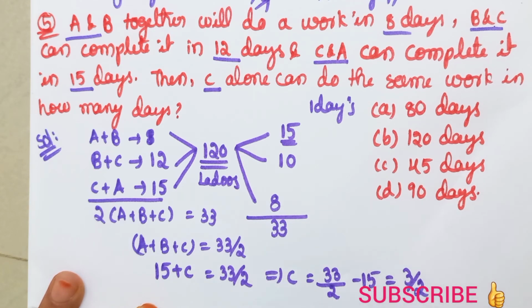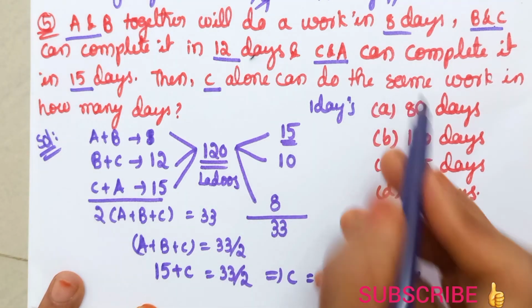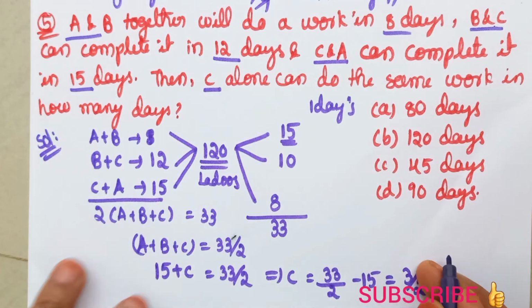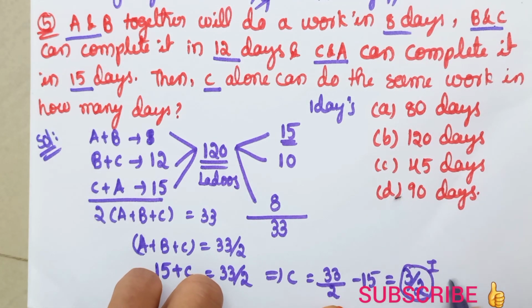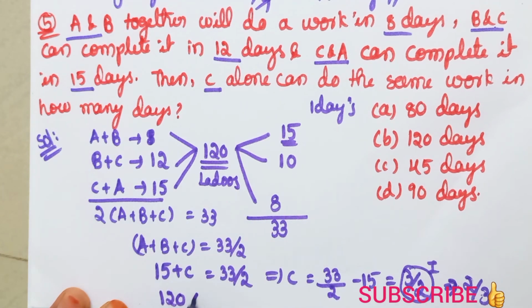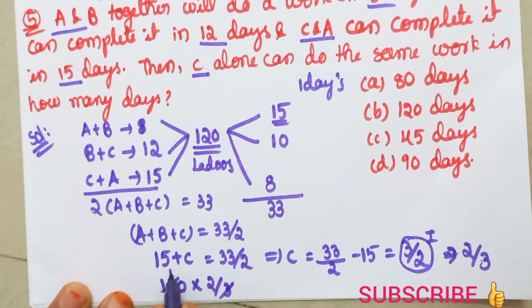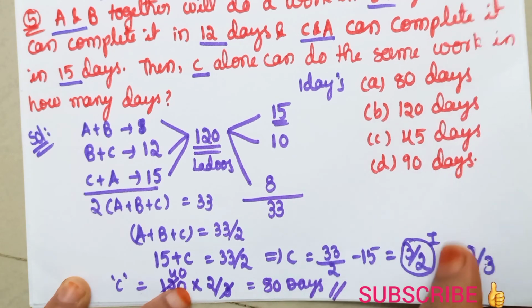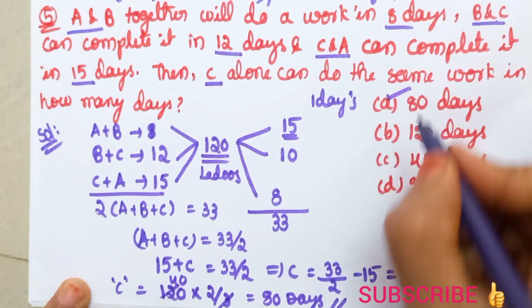This is nothing but the work done, but they asked us to find the time. So we have to invert this first. So what is this? 2 by 3. If we invert this, we will get 2 by 3. And we have to multiply this with the total work done. So 120 into 2 by 3. So if we cancel this, it could be 80 days. So C alone can do the work in 80 number of days. So option A is the correct answer.